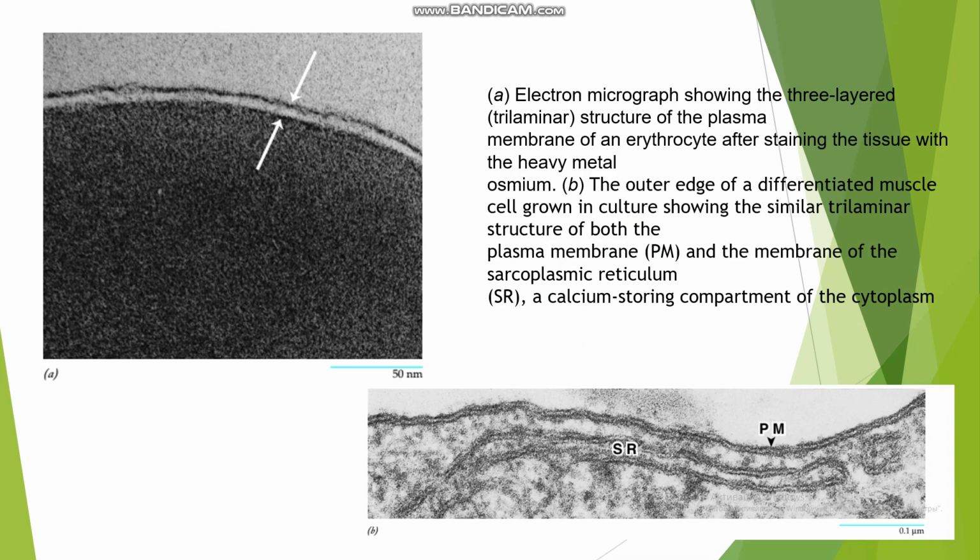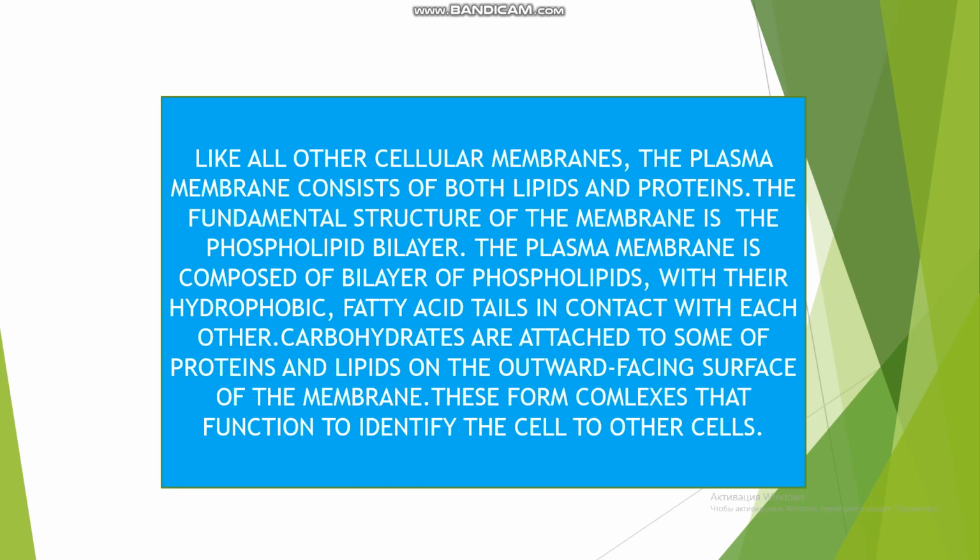This is an electron micrograph showing the three-layered structure of the plasma membrane of an erythrocyte after staining the tissue with heavy metal osmium. The outer edge of a differentiated muscle cell grown in culture shows the similar trilaminar structure of both the plasma membrane and the membrane of the sarcoplasmic reticulum.